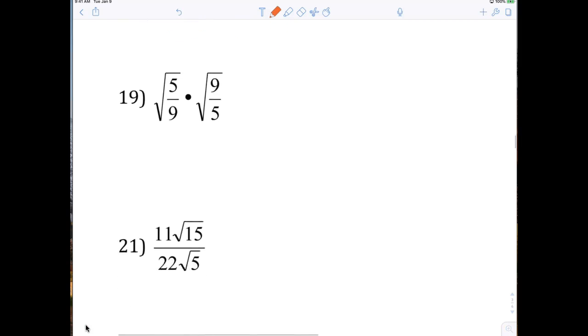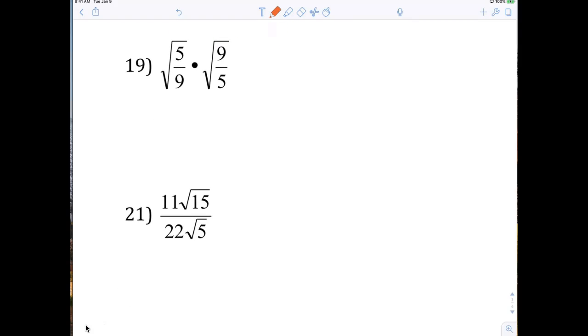All right, here we go with 19. These are just like fractions. So what can I reduce? 5 and 5. 9 and 9. So really it's just the square root of 1 times the square root of 1, which is just what? 1. I don't know, for whatever reason that's confusing kids.